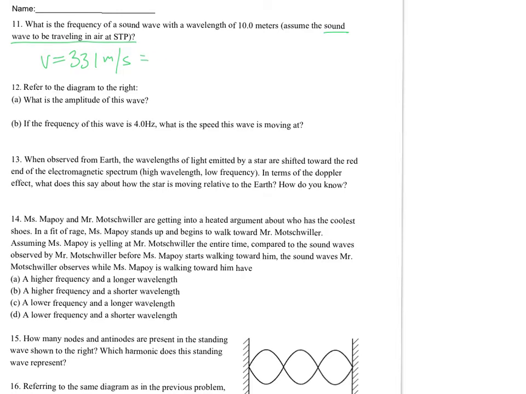And that's equal to our equation, lambda times f. Our lambda is 10 meters, and we're looking for f. So 331 is equal to 10f. F is 331 divided by 10, and you get 33.1 hertz. Alright, if you look at number 12, it says refer to the diagram to the right. There is no diagram here, and I even checked my original documents, there isn't even a diagram given, so we're just going to skip this question.